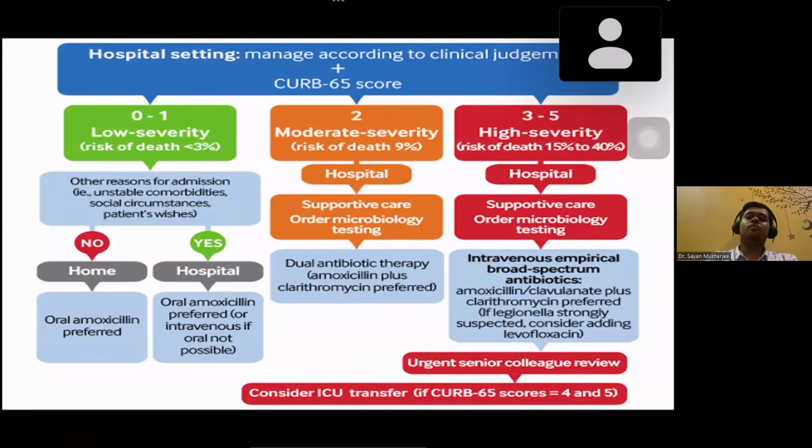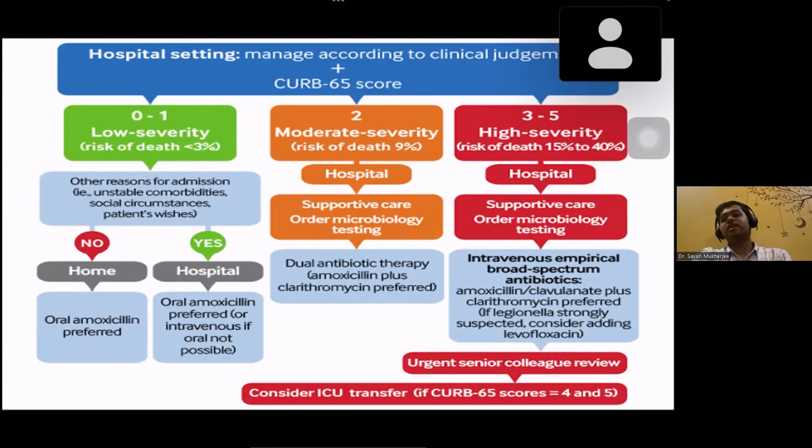But if the patient is having moderately severe pneumonia, we give him 2 antibiotics instead of 1. Amoxicillin along with clarithromycin. Amoxicillin is a penicillin group antibiotic, and clarithromycin is a macrolide. Sometimes doxycycline is also used, but just remember amoxicillin plus clarithromycin.